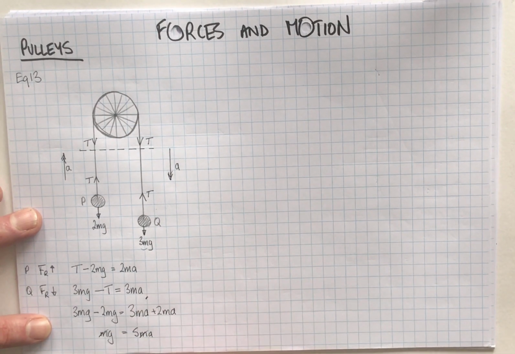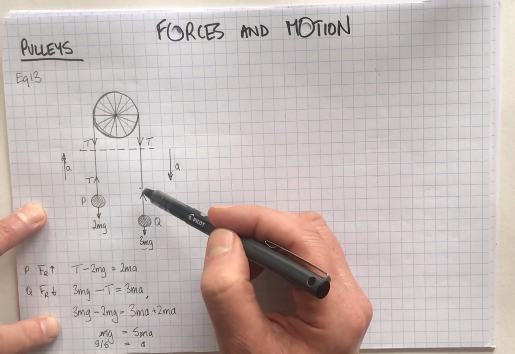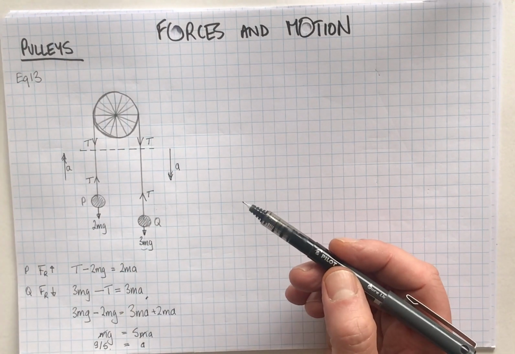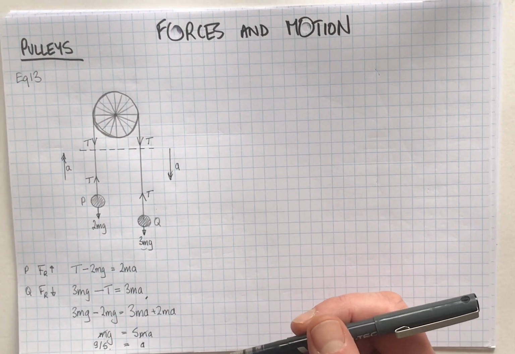They cancel, and acceleration is g divided by 5. I can just write it as g over 5, I don't need to actually work out what it is quite yet. So the acceleration of P and the acceleration of Q, because they're the same, is a fifth of the acceleration due to gravity. So 9.8 divided by 5 if you wanted to work it out.